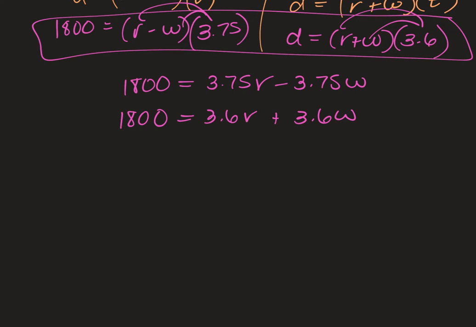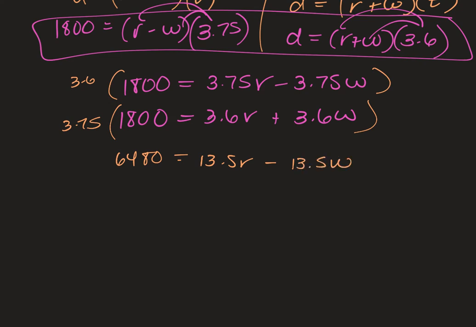Now we're practicing elimination, so I'm going to use that method. I would multiply the top by 3.6 and the bottom by 3.75. Okay, 1800 times 3.6 would be 6480. 3.75 times 3.6, 13.5R minus 13.5W. And then 3.75 times 1800, 6750 equals 13.5R plus 13.5W.